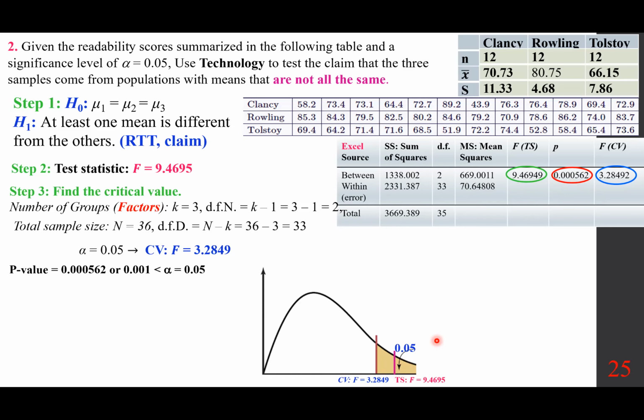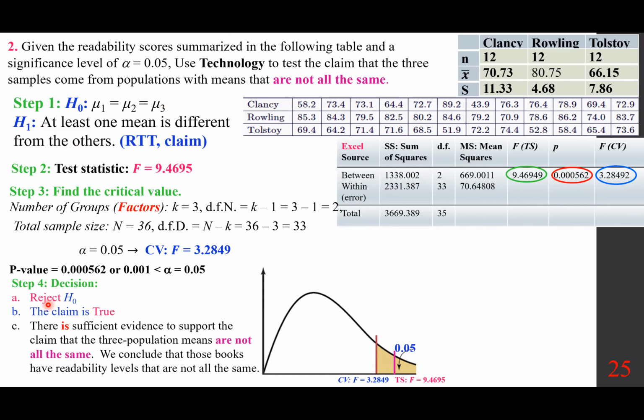So you reject H0. So what happens when we reject H0? Loosely put, we accept H1 and the claim becomes true. And so they don't have the same readability, in short. So reject H0, the claim is true. There is sufficient evidence to support the claim that the three population means are not all the same. We conclude that those books have readability levels that are not all the same.